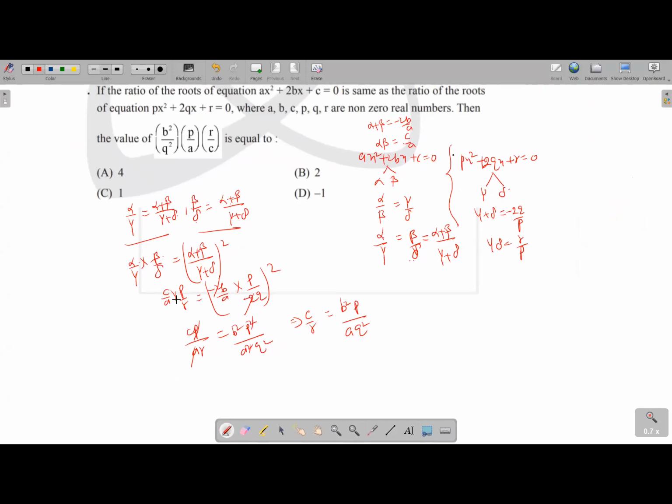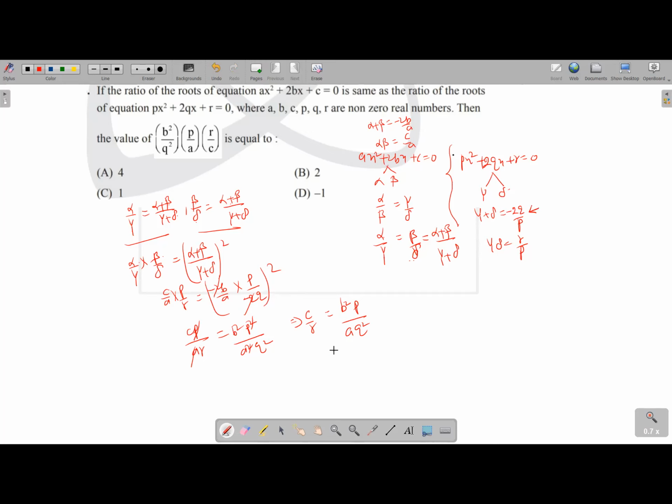Like c by a into p by r equals minus 2b by a into p by... gamma plus delta is minus 2q by p, but this is in the denominator. So upon minus 2q by p, so it will get reversed. p will go up and this will be in the denominator. Upon alpha plus beta upon this, so this upon this thing, so it will get reversed. What is the denominator, sir? Here it's minus 2b, minus 2q, minus 2q.